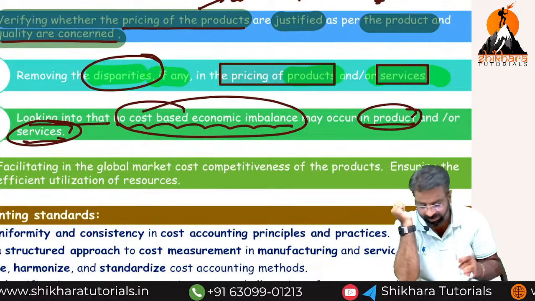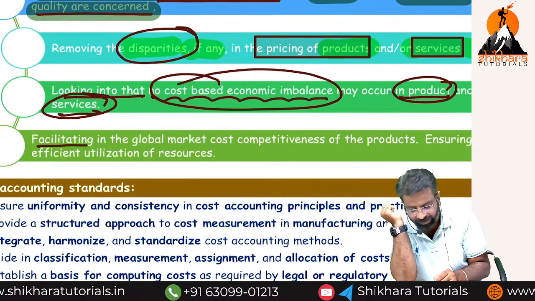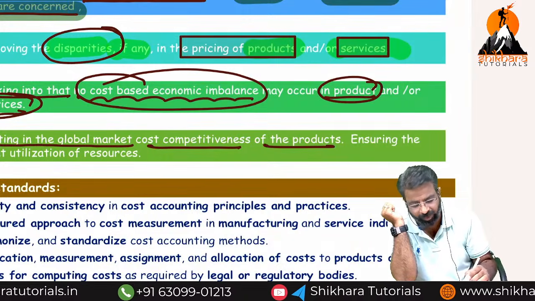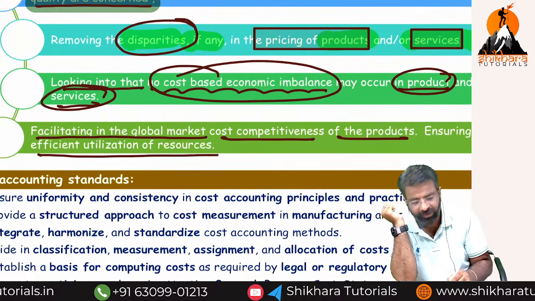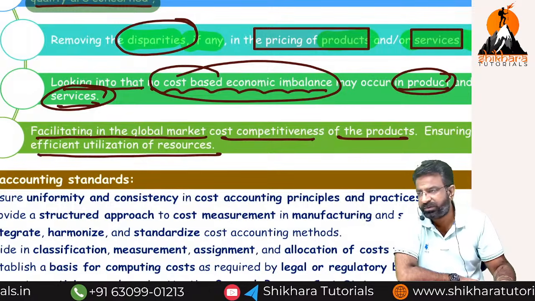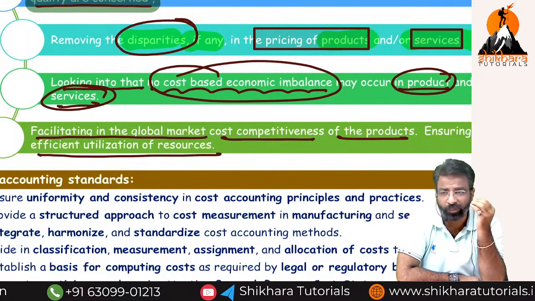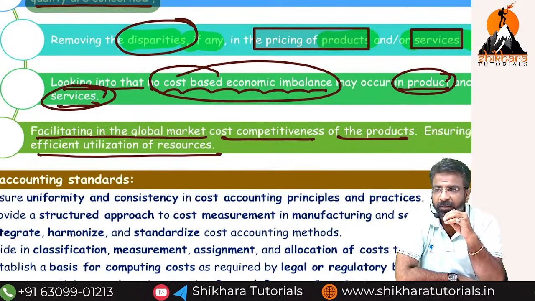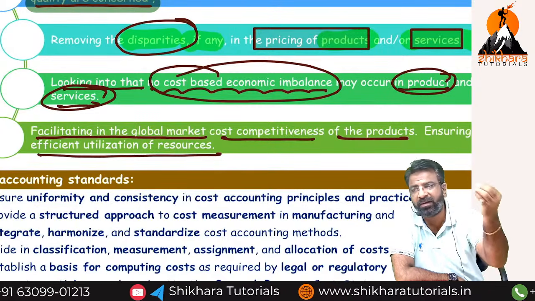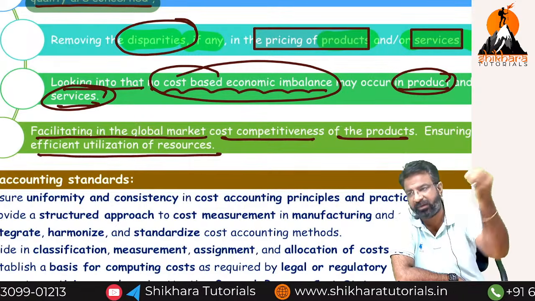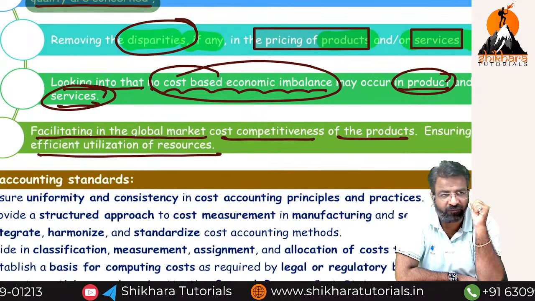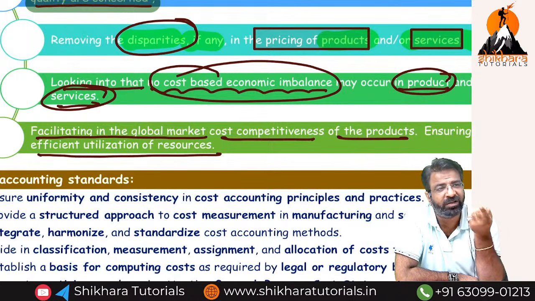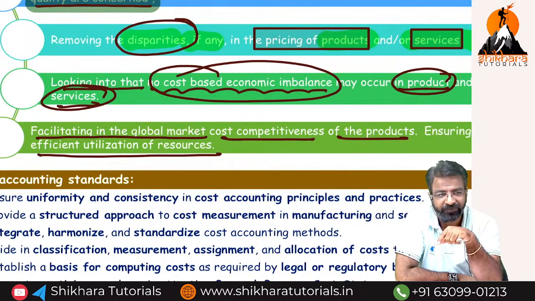And read the fourth one, please. Facilitating the which market? Global market cost competitiveness of the what? Products. Ensuring efficient utilization of what? Resources. What was the reason that before COVID, India imported 90% of things? And that too, which country were we importing from? China. Actually, if I have to tell you the fact, the world's largest producer is what? China. And the world's largest consumer is India.